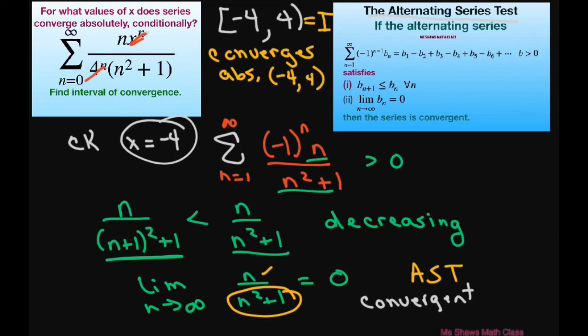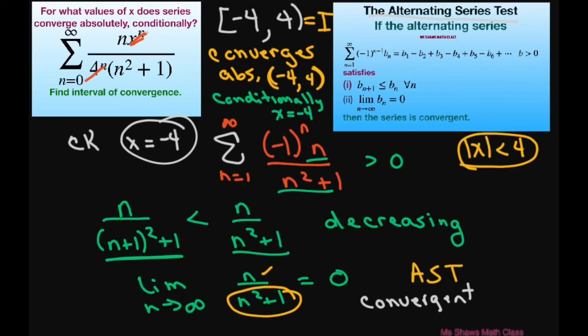Remember, that's when we had the absolute value of x is less than 4. That was when it was absolutely convergent. It just can't equal these endpoints. All right. And it converges conditionally at x equals negative 4, which is what we have here. This last part we did.